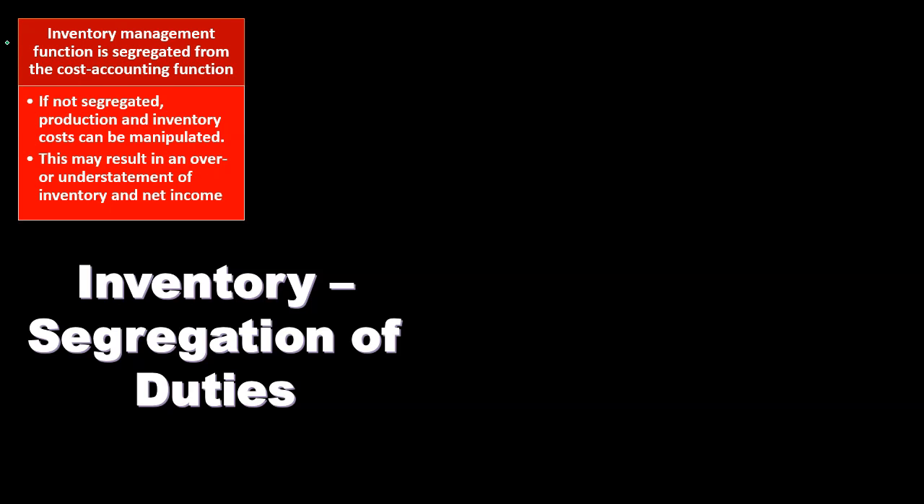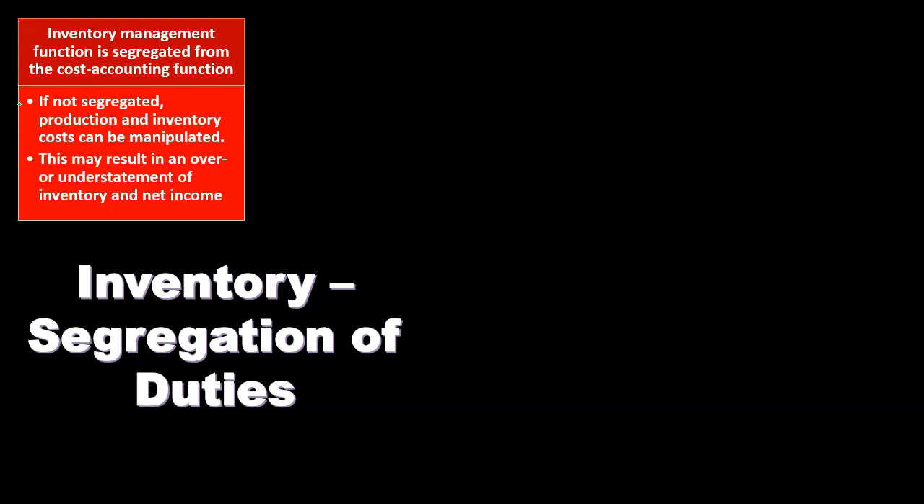All right, segregation of duties. The inventory management function is segregated from the cost accounting function. So inventory management is separate from cost accounting. Why? If they weren't segregated, production and inventory costs can be manipulated. So if the same person is involved in the inventory management function and is also doing the cost accounting function, then the production and inventory costs can be manipulated. And again, this is kind of the interesting factor for most people to actually think about: where could fraud take place?